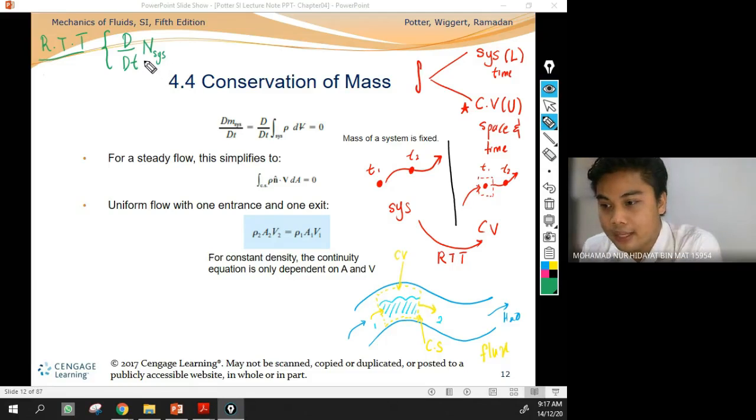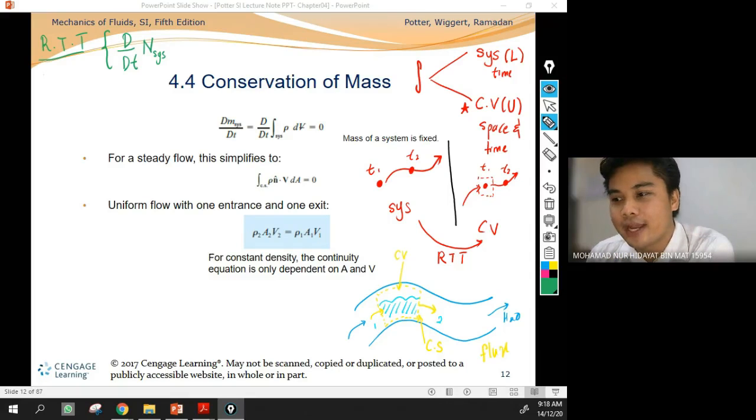Remember, an extensive property is a property related directly to the mass. For example, volume, mass, momentum, or energy. All these we call extensive properties, the properties directly related to mass. I would like to ask you, what is an example of an intensive property? Please comment there. I want every one of you to comment one simple example.